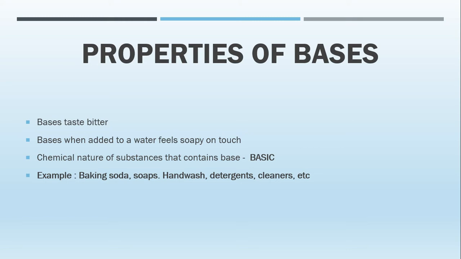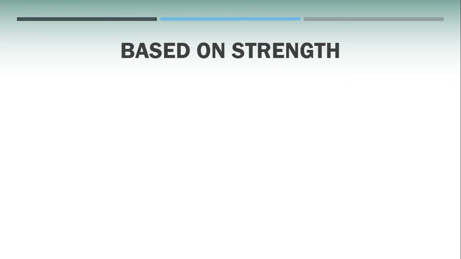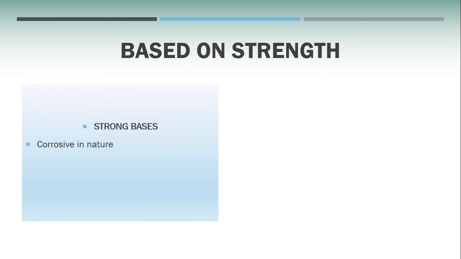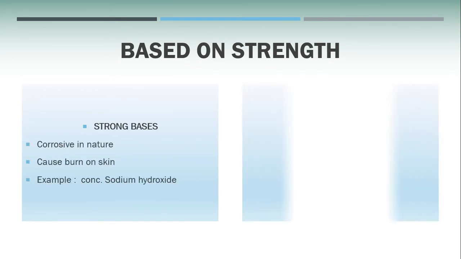Why does baking soda feel soapy to the touch? The reason is because it contains a base, and bases turn red litmus to blue. We will come across this litmus in the next part. Now, just as acids can be classified as strong and weak, bases can be classified as weak and strong bases.